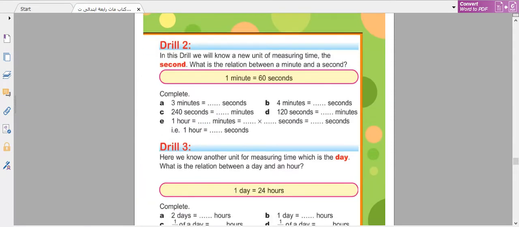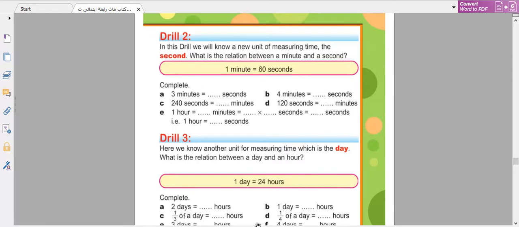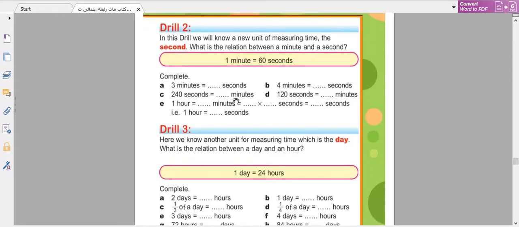73. We will complete that, two of them together. 3 minutes equal, from great to small, we will use the multiplication operation. So we will multiply by 60. 3 times 60 equal 180 seconds.